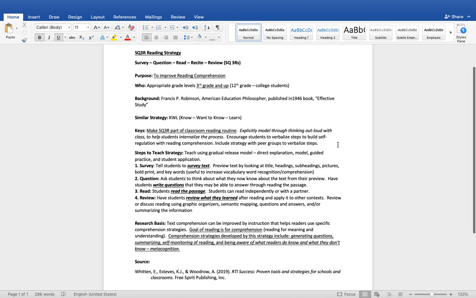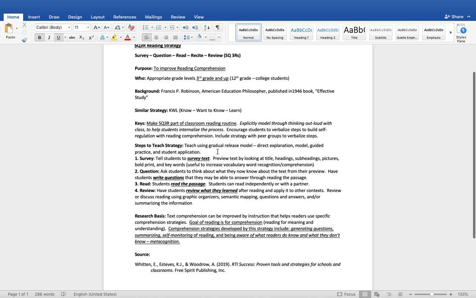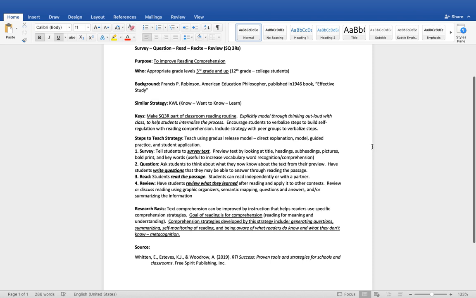Steps to teach this strategy. Again, use a gradual release model: direct explanation, model, guided practice, and then have students apply. Number one, survey. Tell students to survey the text, preview the text by looking at titles, headings, subheadings, pictures, bold prints, and keywords. This is also important for students to increase their vocabulary, word recognition, and also work on those important vocab words.